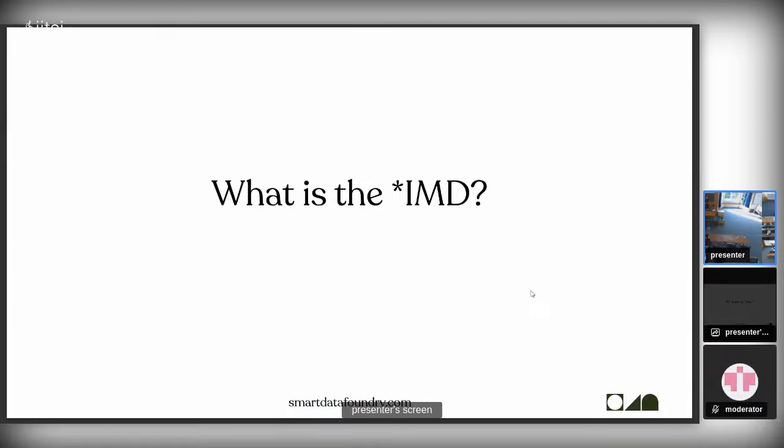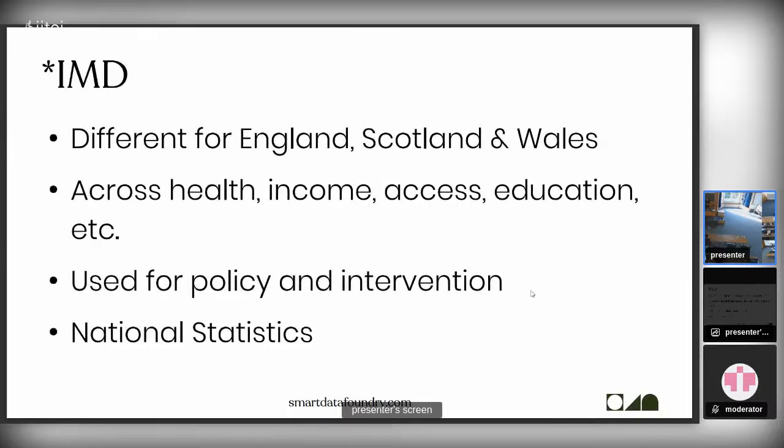It takes a whole range of different indicators and combines them together for an understanding of what an area's deprivation might be. And it's different for England, Scotland, and Wales because it's a ranked index. Actually, with different criteria for each nation, you can't join them together. You might see them joined together in some places online. They're wrong. They cover things across health, income, geographic access to services, education, and various other things.